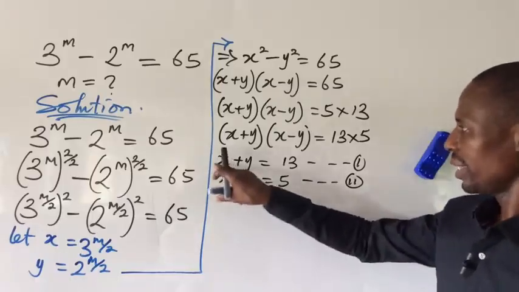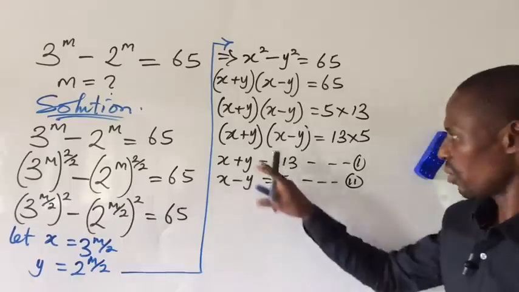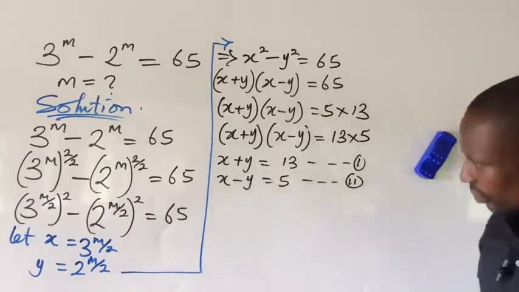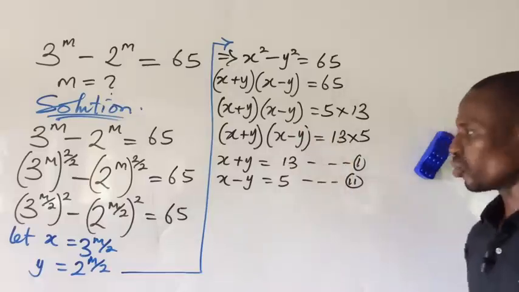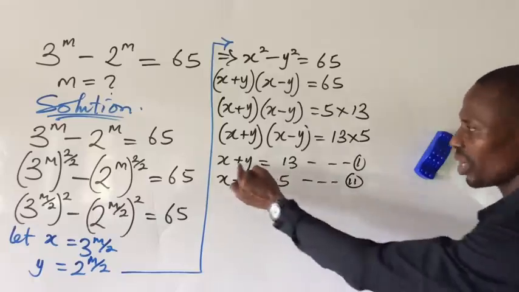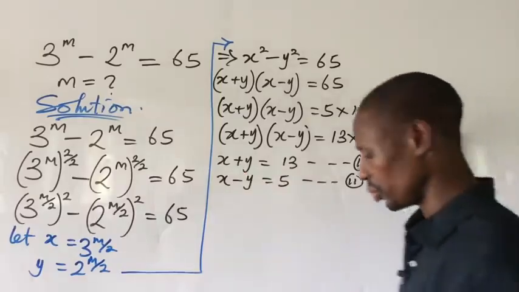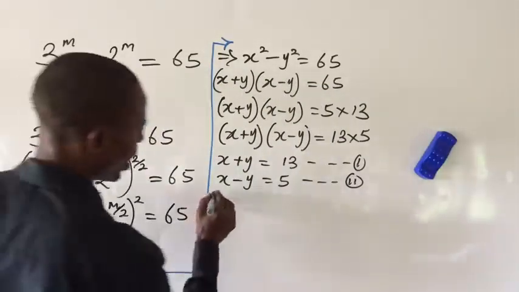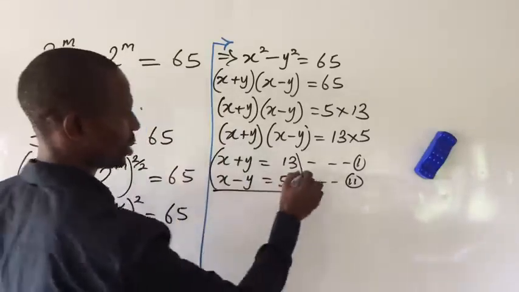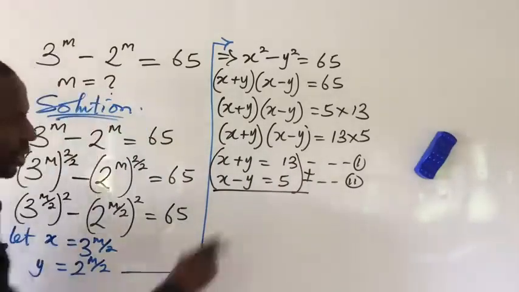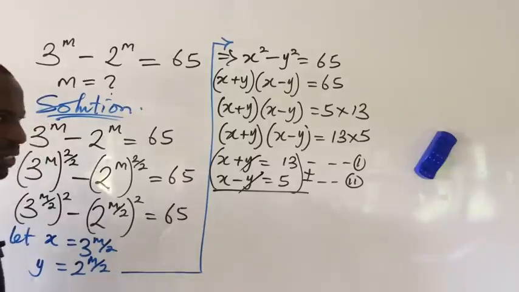Now we're having x here, the coefficient is 1, 1. y here, the coefficient is 1, 1. So we can either add or subtract equation 1 from 2. But because we're having plus and minus here, we are going to add equation 1 to equation 2. So if we add this, automatically plus y minus y will leave the system.